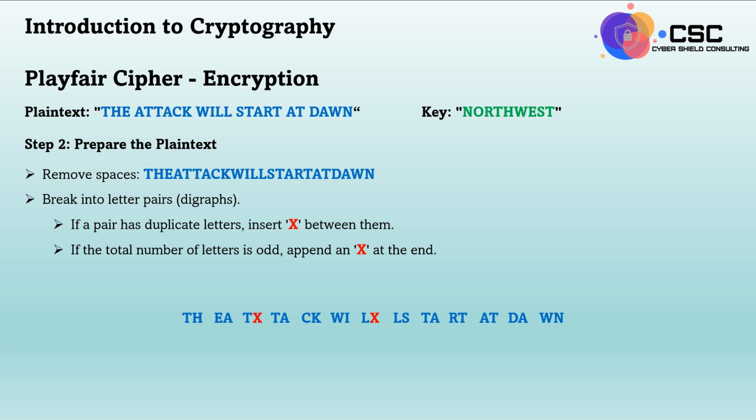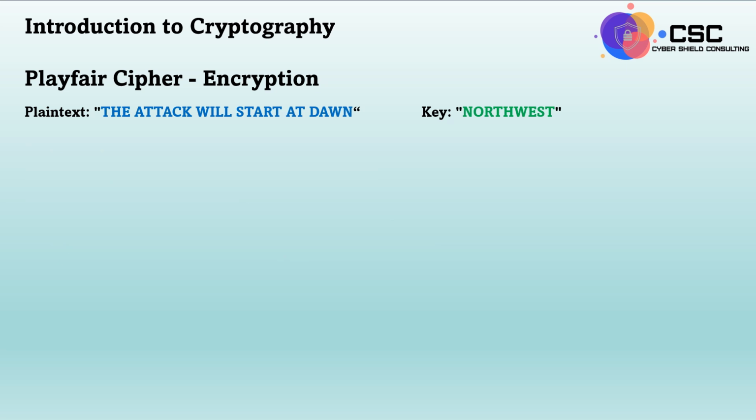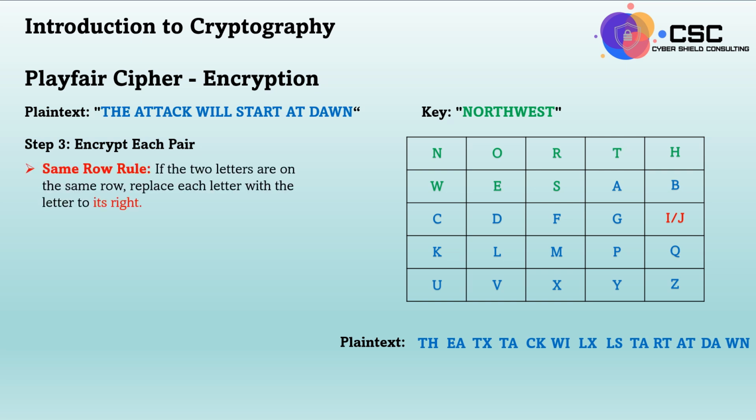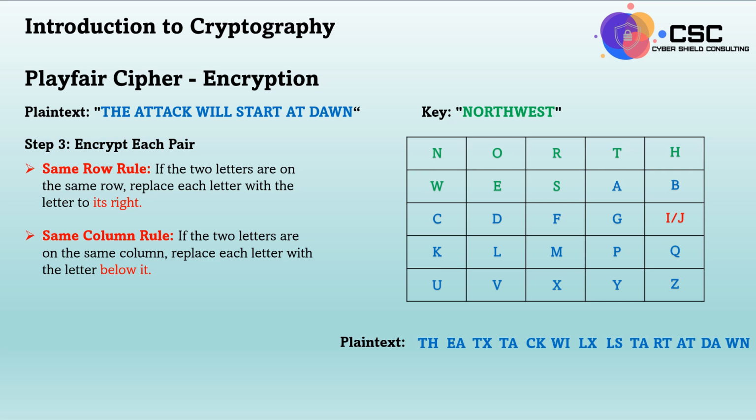The Playfair Cipher follows three main encryption rules depending on the positioning of the letter pairs within the 5x5 matrix. So now if you look, we have the 5x5 matrix from the previous step. Now it's time to start the encryption. We need to look at the rules. So we have the plain text ready as pairs of letters, and now we'll look at the first rule, which is the same row rule. If the two letters are on the same row, replace each letter with the letter to its right. We have the same column rule. If both letters are in the same column, each letter is replaced by the one directly below it. If a letter is at the bottom, it wraps around to the top of the column.